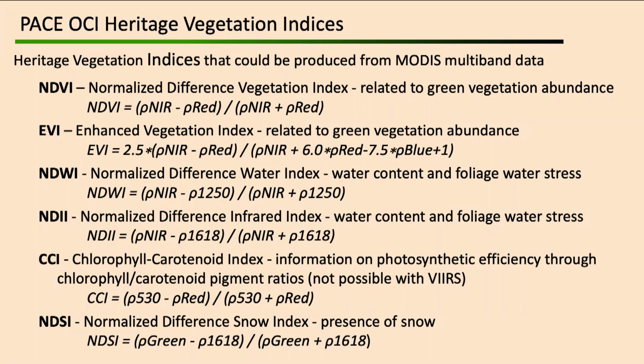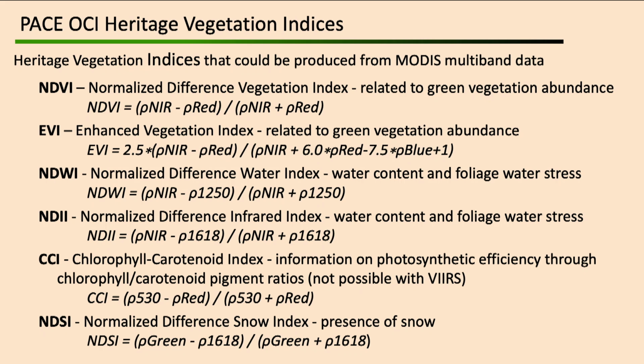This is an index that can also be calculated with MODIS, but as we move forward in time, it cannot be calculated with VIIRS. So PACE is the only way to carry this one forward. And then the normalized difference snow index is a measure of the presence of snow. We've included that because very often snow messes up these other indices, so it's good to know if you've got it.